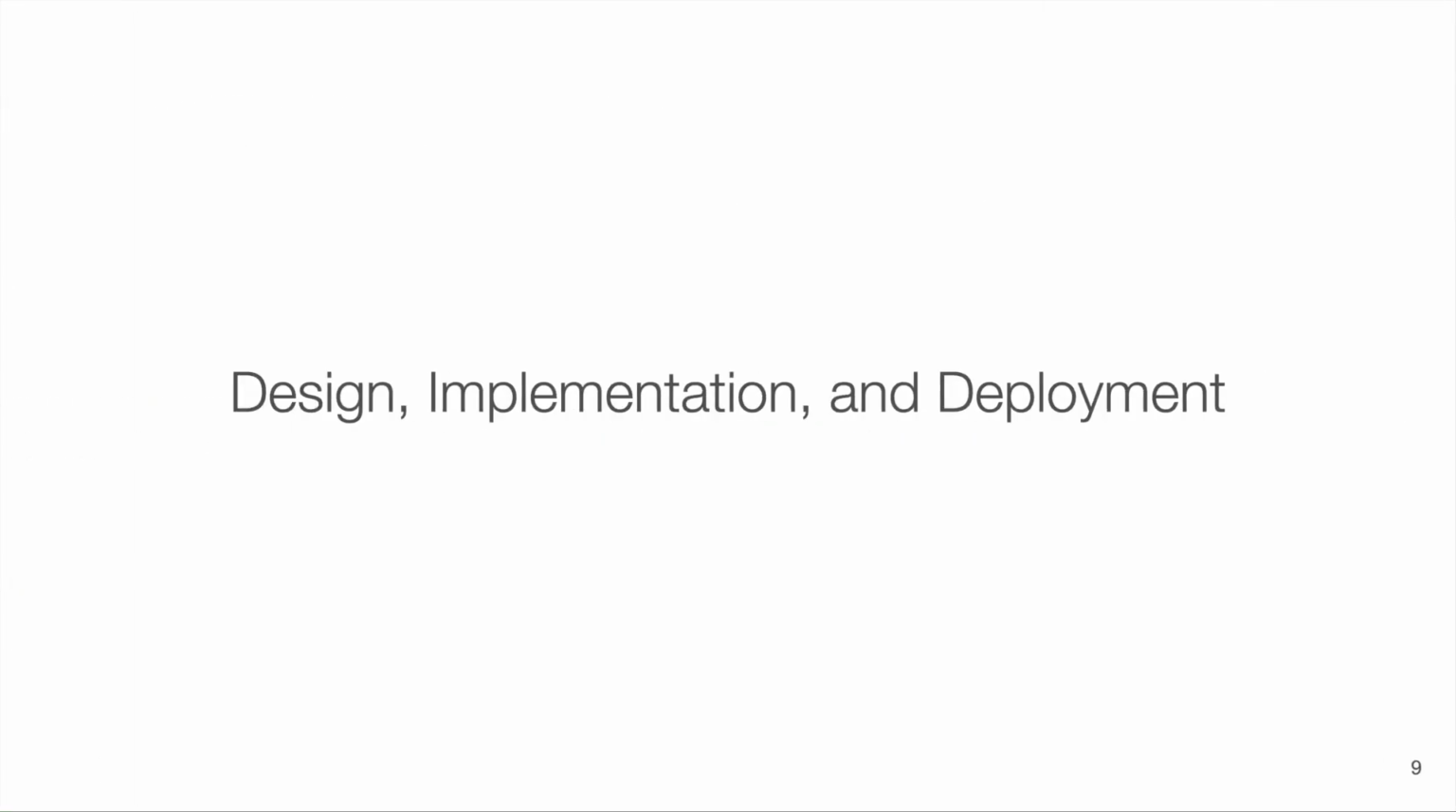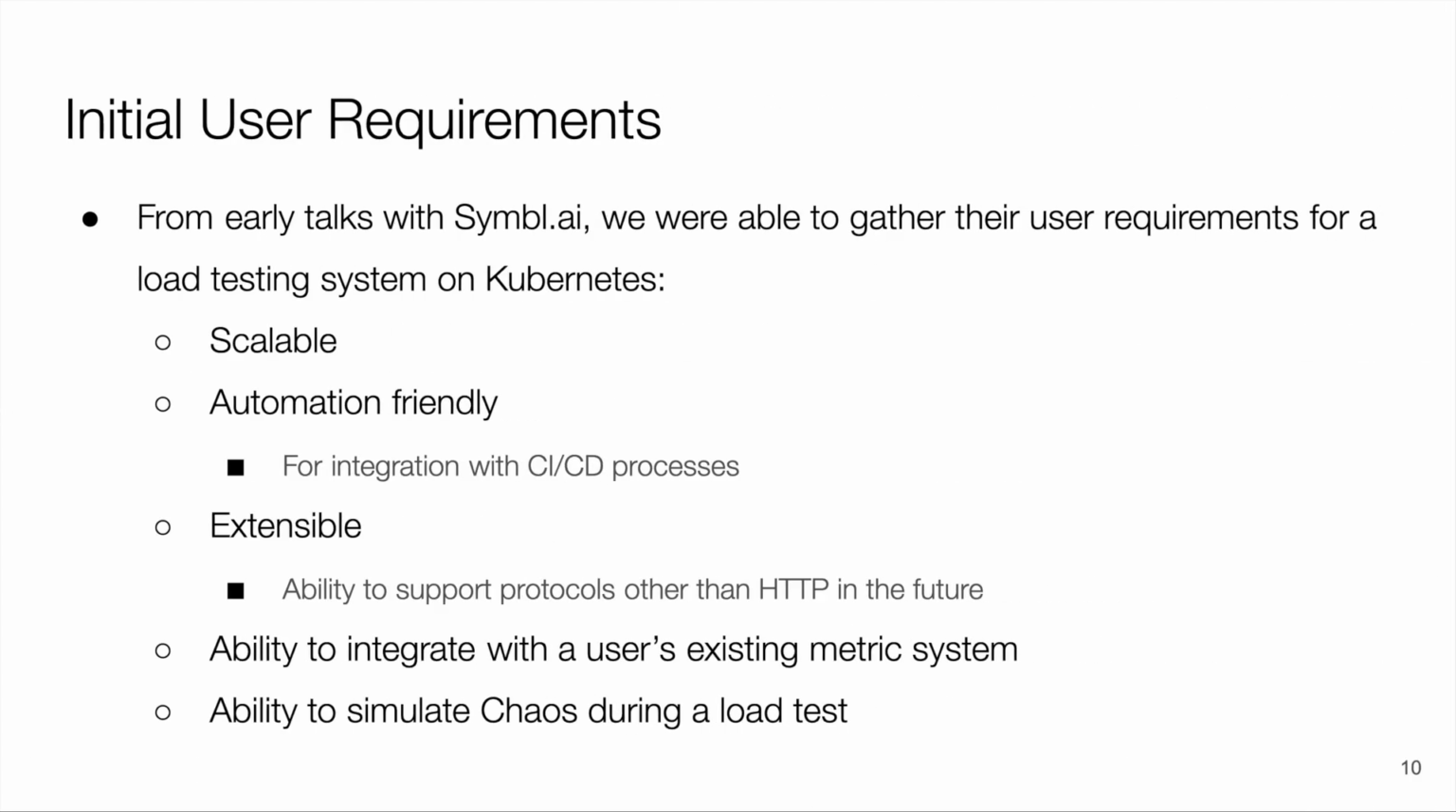Design, implementation, and deployment. We started off by researching basic requirements for a load testing framework. We had meetings with Symbol to get a better understanding of what they were using for load testing and what their ideal system was. At the time, they were using Locust, and so we decided to figure out how we can make a better version of it to run on Kubernetes.